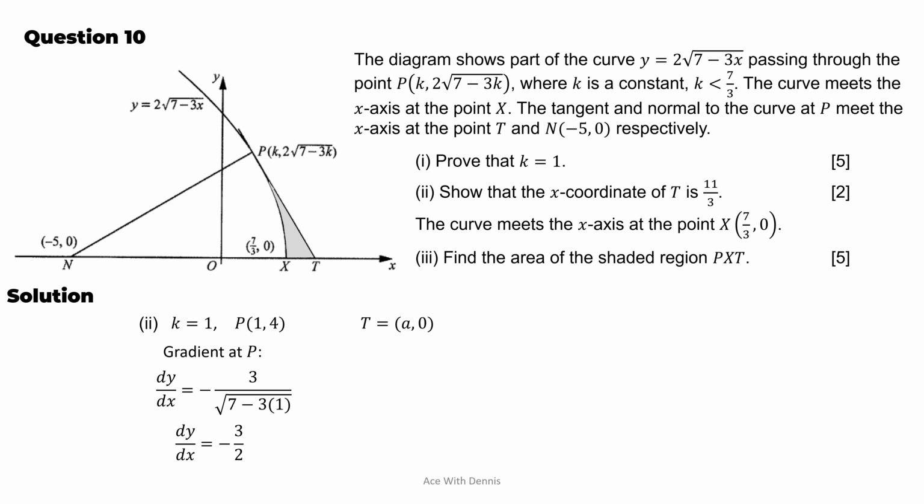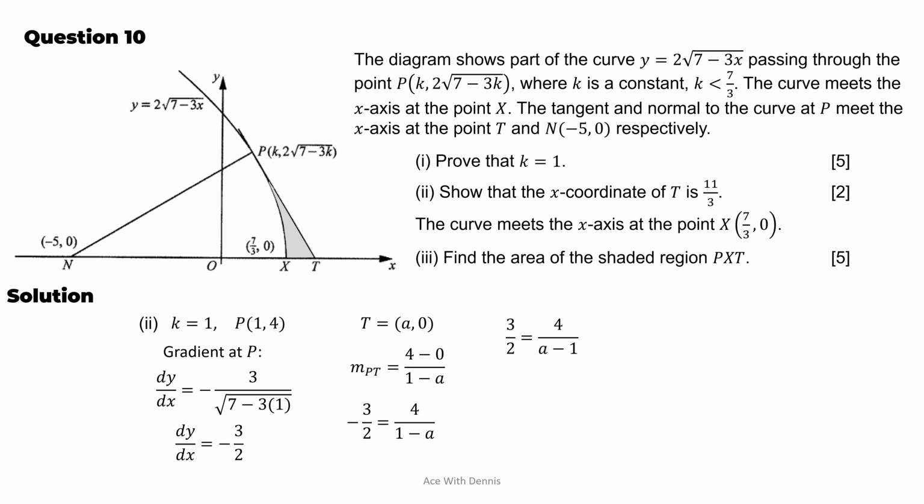So let the coordinates of T be (a, 0), as the point T lies on the x-axis. Therefore, the gradient of PT will be 4 minus 0 over 1 minus a, by applying the formula of the gradient. We also know that the gradient of PT will be negative 3 over 2. Hence, negative 3 over 2 equals 4 over 1 minus a. Then we solve this equation.